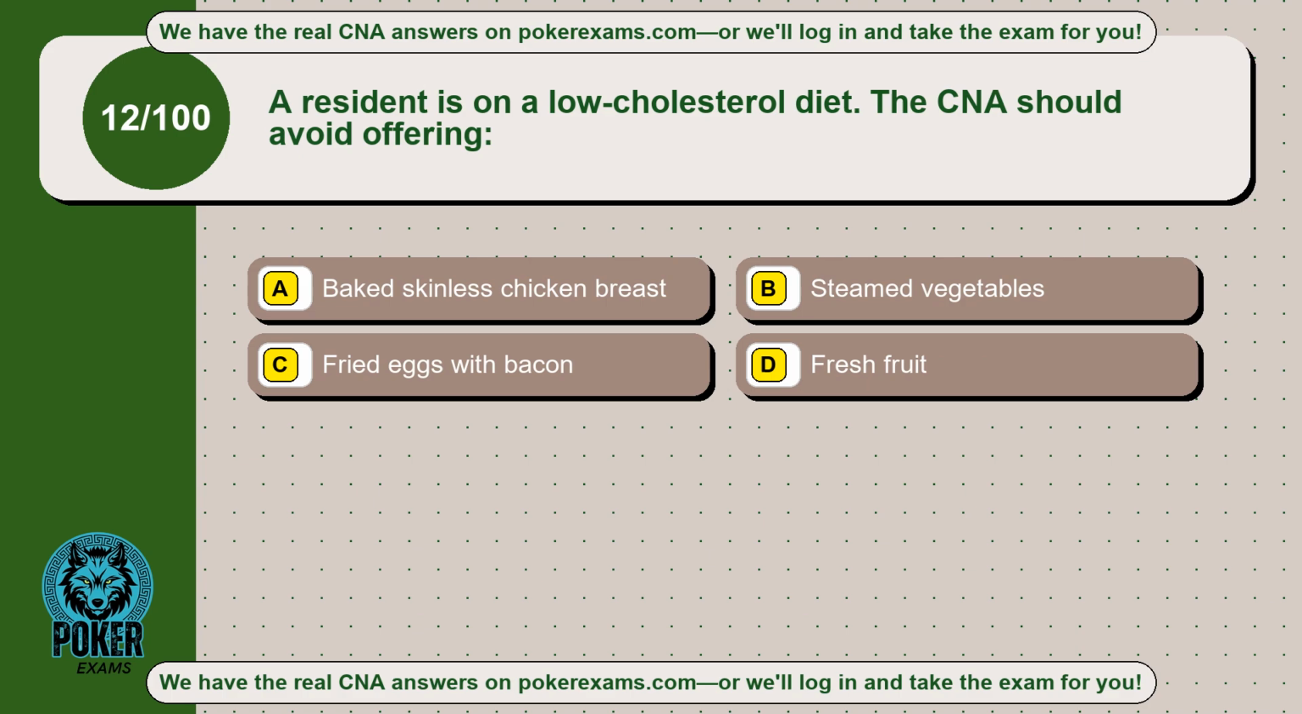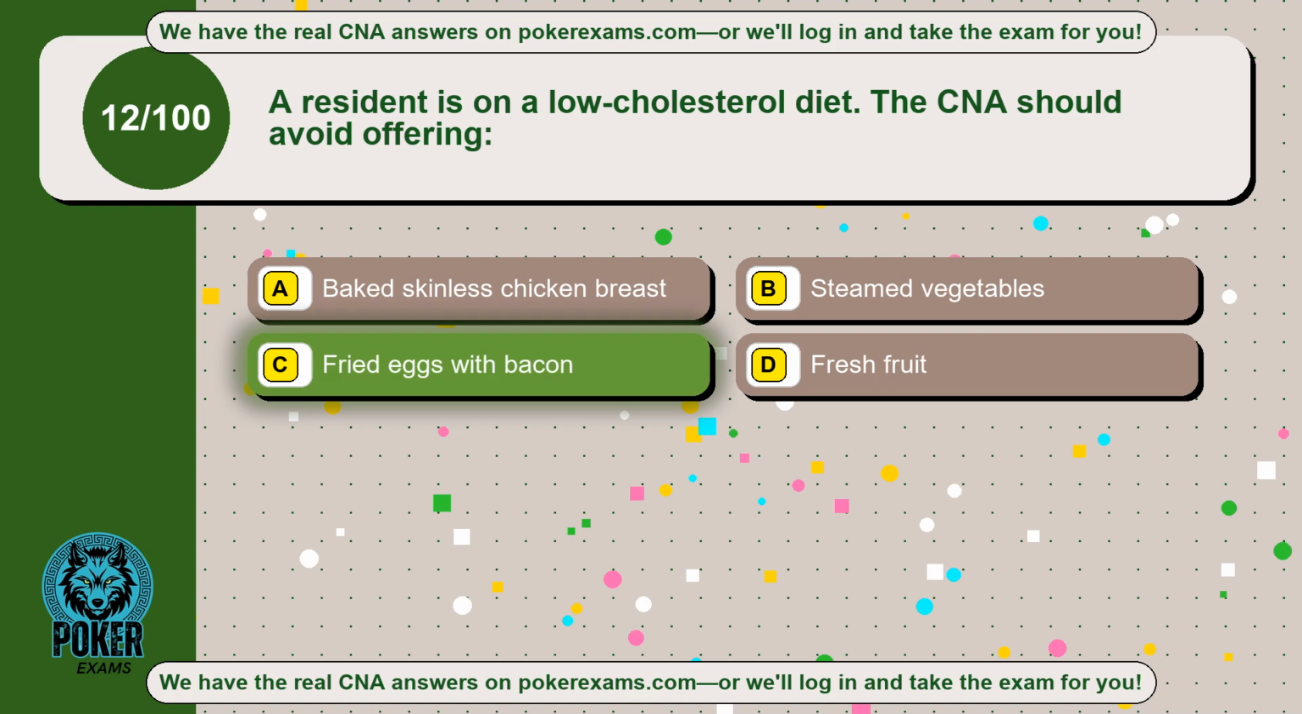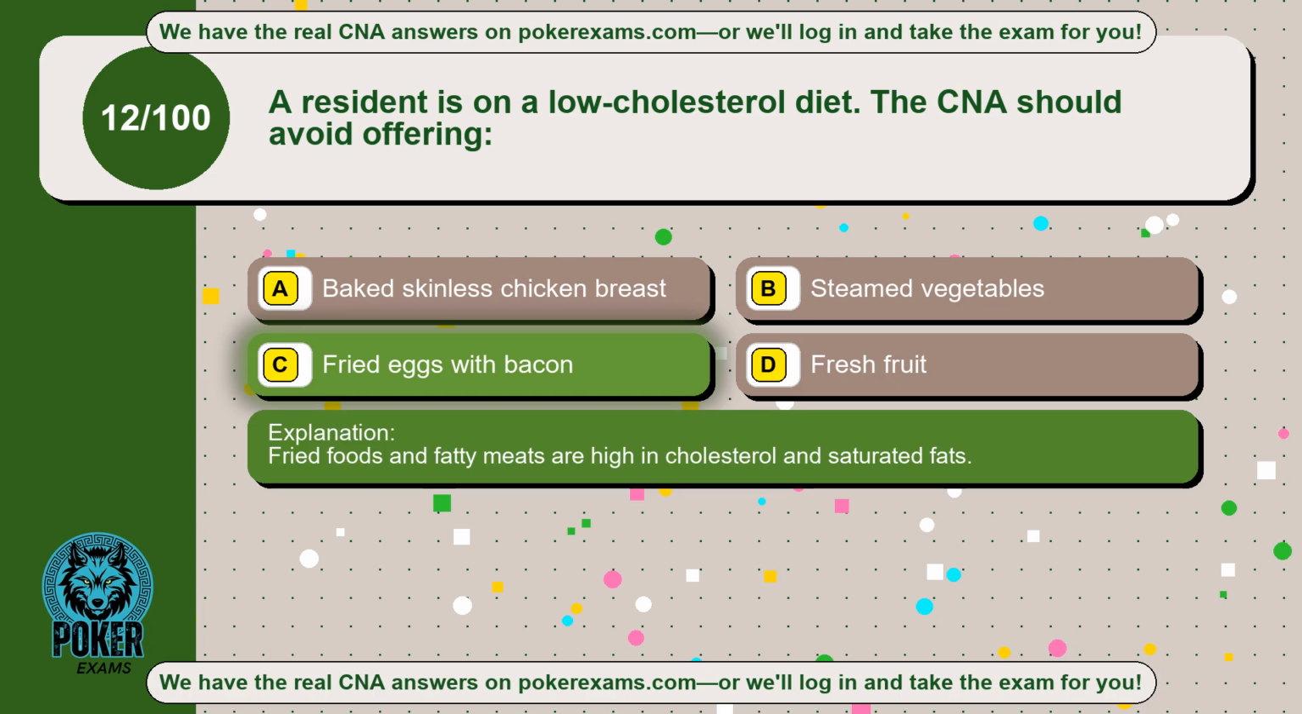Question 12. A resident is on a low cholesterol diet. The CNA should avoid offering: Option A, baked skinless chicken breast. Option B, steamed vegetables. Option C, fried eggs with bacon. Option D, fresh fruit. The correct answer is option C. Fried eggs with bacon. Fried foods and fatty meats are high in cholesterol and saturated fats.